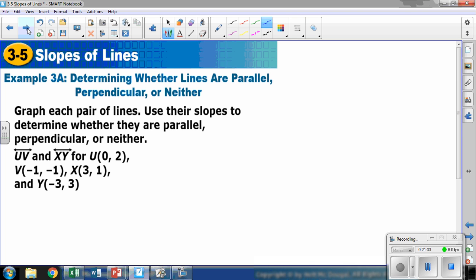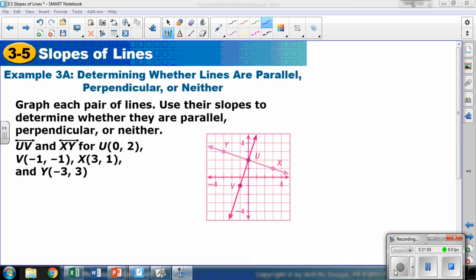So we've got these two pairs of lines. Plot them on your marker boards, connect the dots. I'll pause the video while you do that. All right, when we look at these things, we'll get a graph that looks like this.